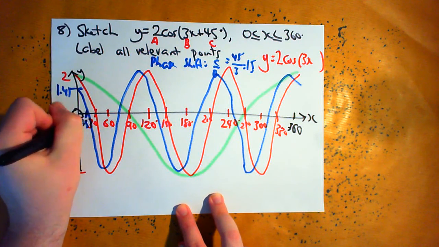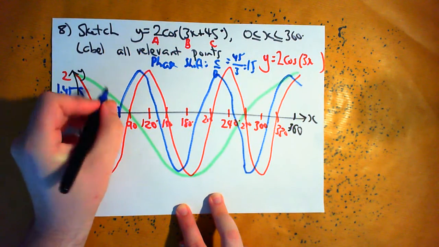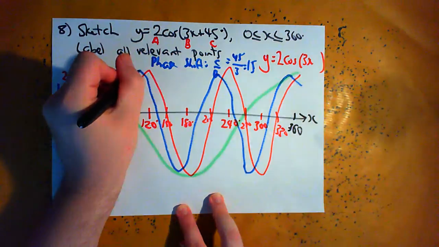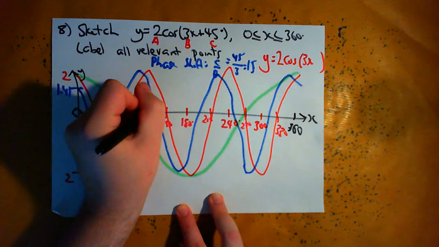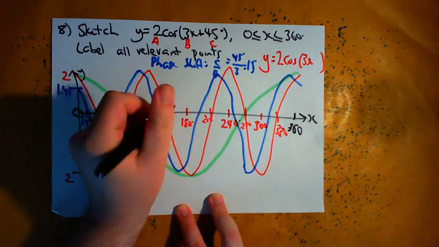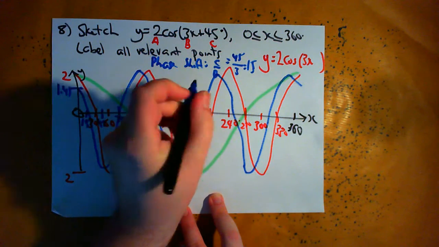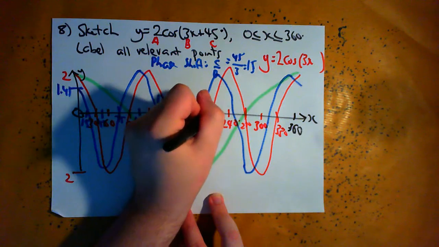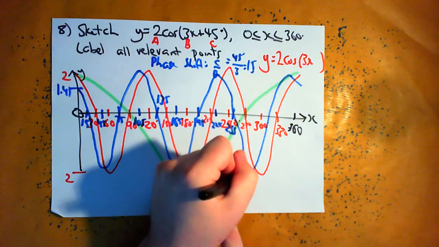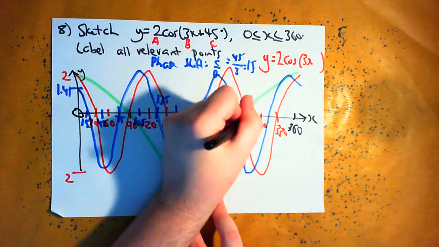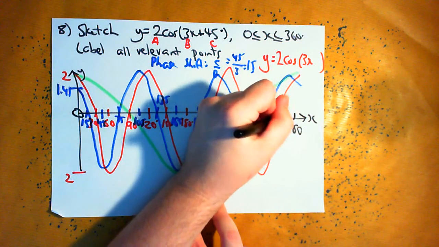So 30 becomes 15. This bottom out point will be at 45. This will be at 75. It completes this cycle at 105. This is at 135. Bottom here will be at 165. This will be at 195. Top here will correspond to 225. This will be at 255. This will be at 285. That'll be 315. And this will be at 345.